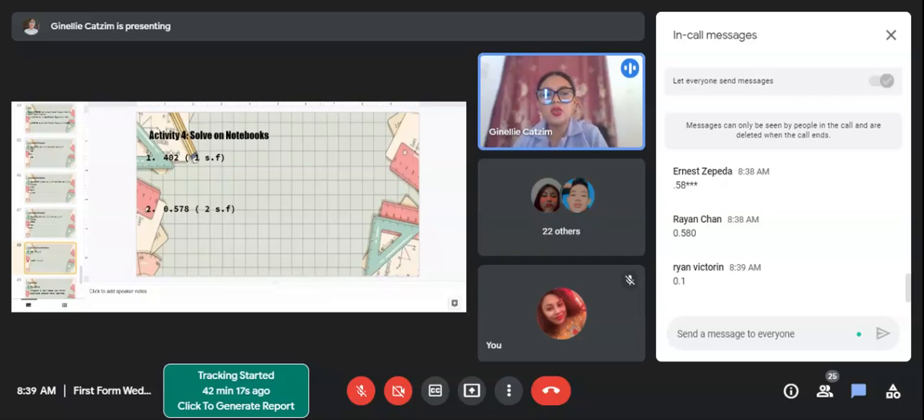Remember, Ryan, it's to two significant figures. So the second significant figure there is 7. So our vertical bar goes in between the 7 and the 8, right? So we are taking a look at the 8. 8 is a number bigger than 5, bigger than 4. So we have to add 1 to the 7. So our answer should be 0.58.